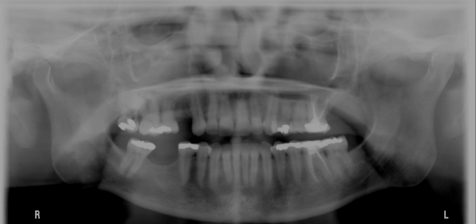Hi everyone, today we have a 40-year-old female patient who presents to our clinic with throbbing and spontaneous pain in the upper right quadrant. So why don't you take a minute to take a look at this panoramic radiograph and perhaps try to determine where the pain is coming from.